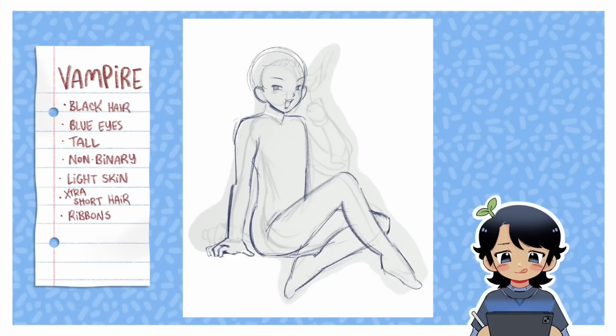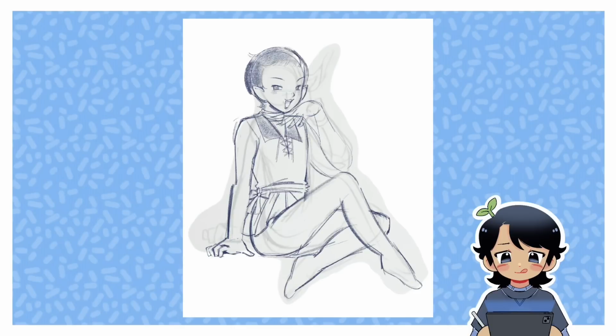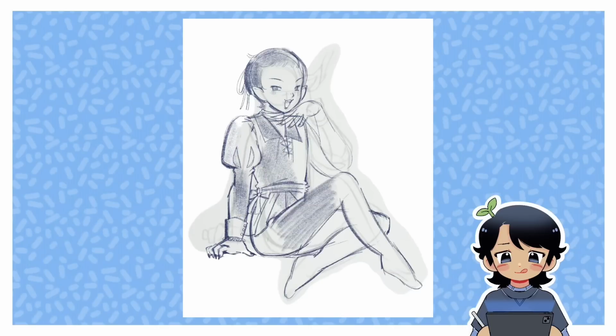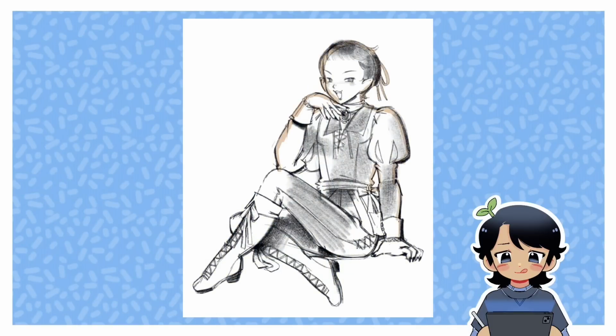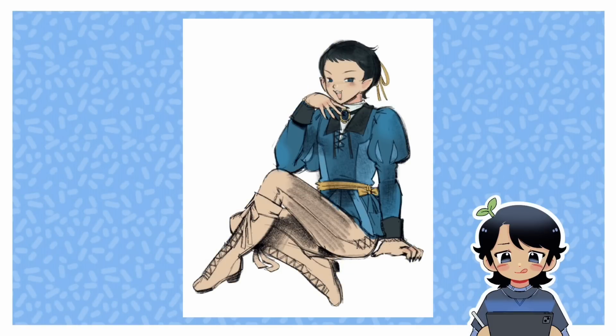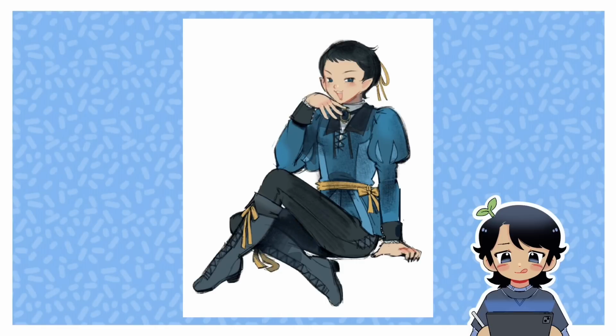So, to recap my results for the vampire character, I got black hair, blue eyes, tall, non-binary, light skin, extra short hair, ribbons, and the Renaissance era. So this is my first character, and right off the bat, I was struggling. I was facing hardships. I was really excited to get black hair and blue eyes because I really like that combination of features, but I was having trouble with the extra short hair and the Renaissance fashion.